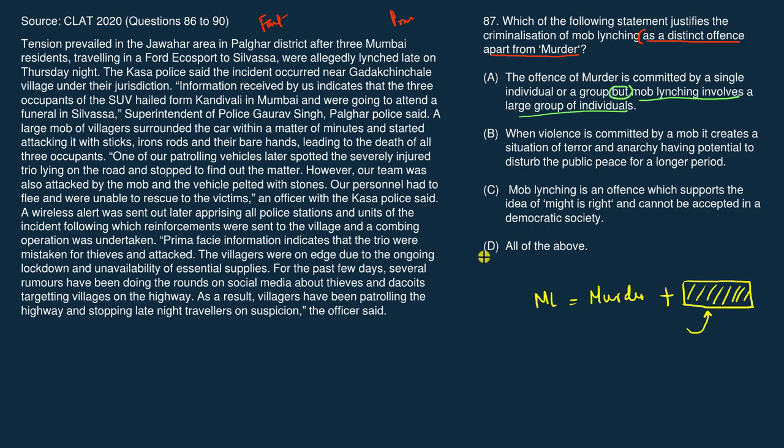A makes sense, but there's an all of the above option, so we'll keep it on hold. Okay, it makes sense. When violence is committed by a mob, it creates a situation of terror and anarchy, having potential to disturb the public peace for longer periods. So that is beyond murder. That makes sense. So both are fine, which means all of the above should be the answer, which means C also makes sense. Mob lynching is an offense which supports the idea of might is right. It cannot be accepted in a democratic society. Yes, that is something beyond murder. It goes beyond just killing someone. It actually impacts the society at large. So we have answer choice D, ladies and gentlemen.